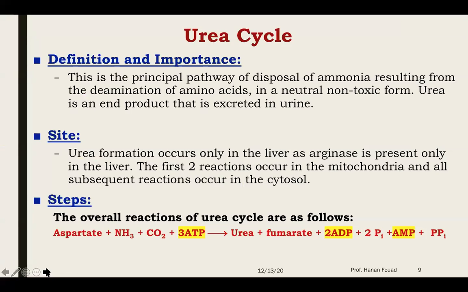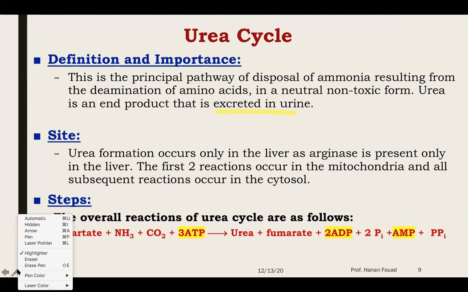Urea cycle is very important, and there will be many questions in the exam about urea cycle, because as I said, ammonia is highly toxic to the brain. Ammonia is converted into urea by the liver to remove the toxicity of ammonia. Okay? Urea is excreted in the urine.